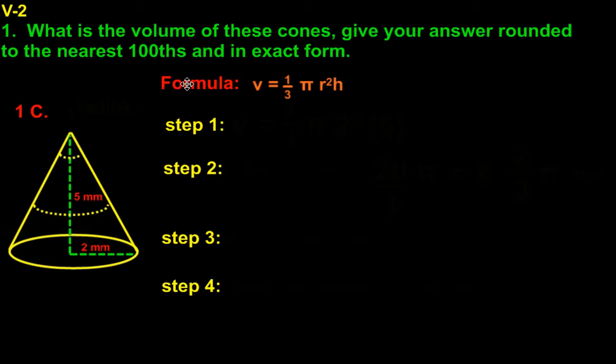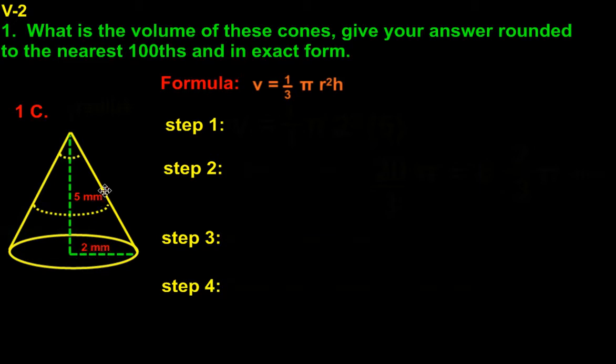So we'll start by taking a look at the formula for the volume of a cone. It's V equals 1/3 pi times r squared times h. And if we take a look at the picture, we'll see what information we're given that we can plug into that formula. So we can see that the height is given to us of 5 millimeters. And since this dotted line only goes halfway across the base, we know that that's our radius of 2 millimeters.